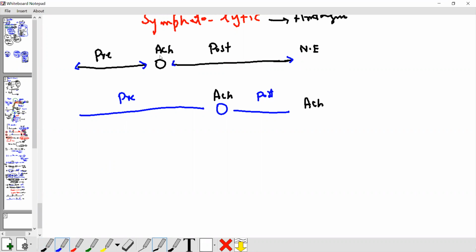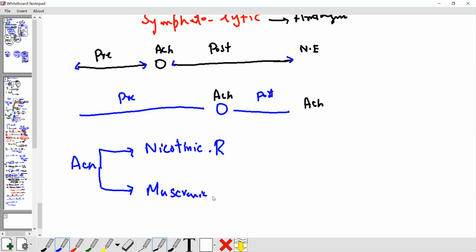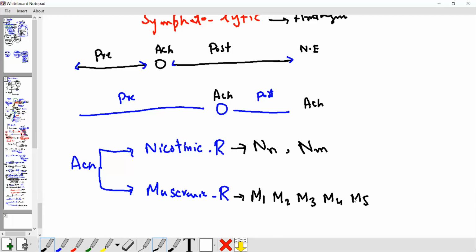Now what is the receptor here? The receptor for acetylcholine. First we summarize the receptors. Acetylcholine has number one, the nicotinic receptor, and another, the muscarinic receptor. The nicotinic receptor has two types: NN and NM. The muscarinic receptor has five types: M1, M2, M3, M4, M5.